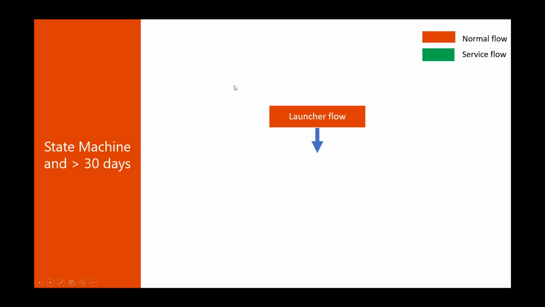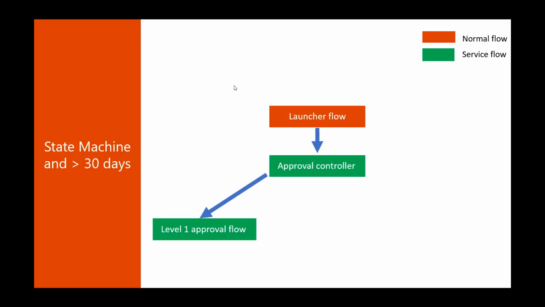And then this launcher flow will start a service flow, a nested flow, that will manage all approval. I call that the approval controller. That's why I call this pattern the controller pattern, the flow controller pattern. And basically, this flow will start nested flow that will manage the approval.